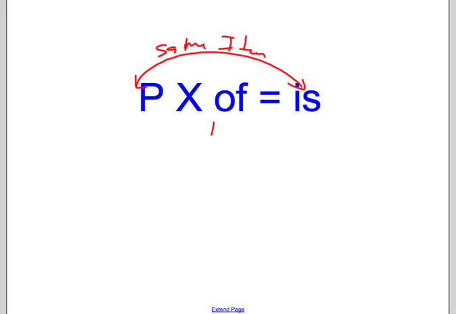The of is the total, and is the part. Okay, and then any of those other ideas that would be in there as well.